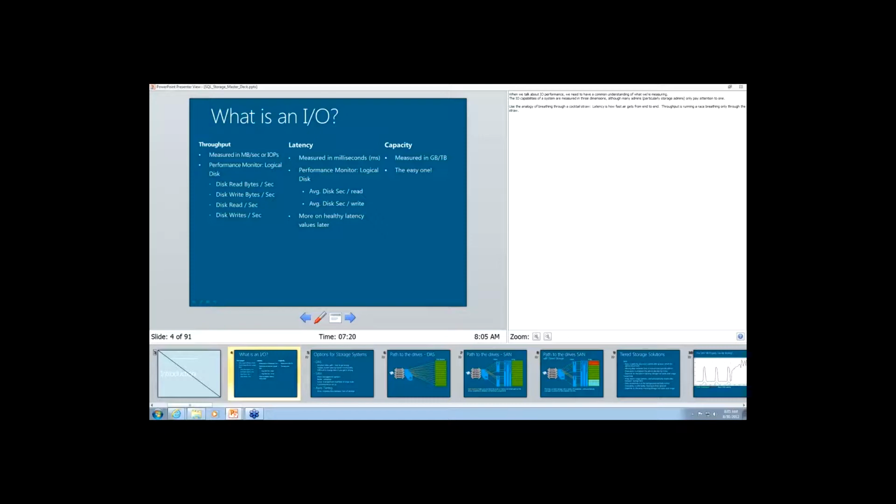So that's how quickly can you do IOs individually, or how many of them can you get done in a unit time. The second metric would be latency, and that's measured in milliseconds typically, sometimes microseconds. And that's how long does an individual I/O transaction take. So transaction in terms of the interaction with the I/O subsystem. And that's measured, again, using perfmon in terms of seconds per read and seconds per write. And later on, I'll get into what are healthy latency values.